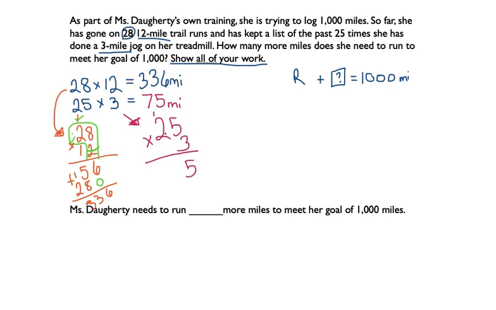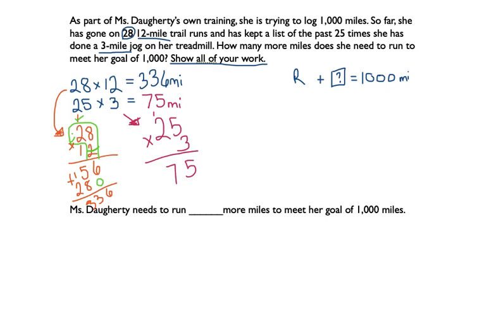3 times 2 is 6, plus 1 more is 7. Great. So I've completed 2 parts of my problem. Let's remind ourselves, though, what the full question is. How many more miles does she need to run to meet her goal of 1,000? Here I know how much she has run outside, and I know how much she's run inside on the trails and on her treadmill. I need to put those together.